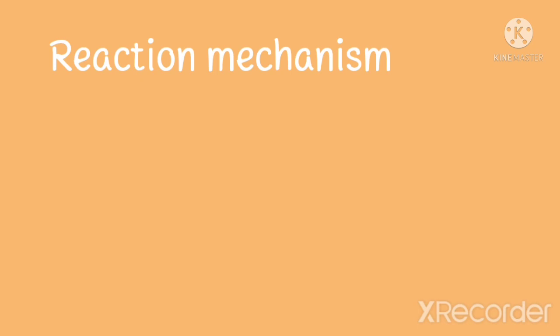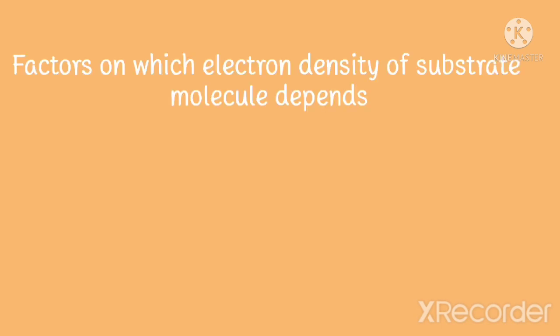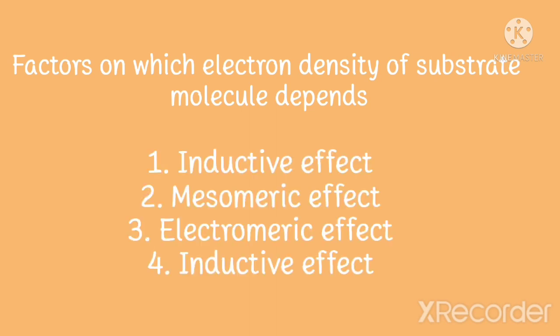So now we have to know the factors on which the electron density of the substrate molecule depends. And the factors are inductive effect, mesomeric effect, electromeric effect, and hyperconjugation effect. There are 4 factors on which the electron density of the substrate molecule depends.